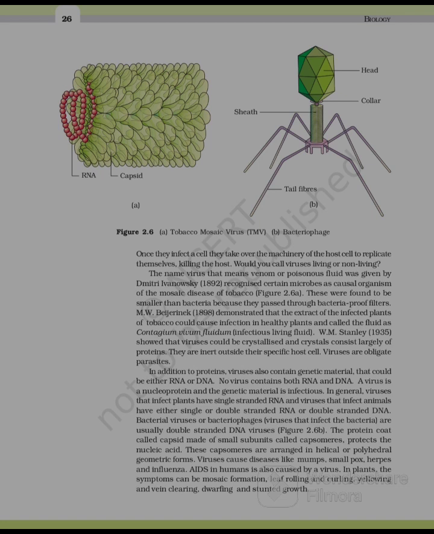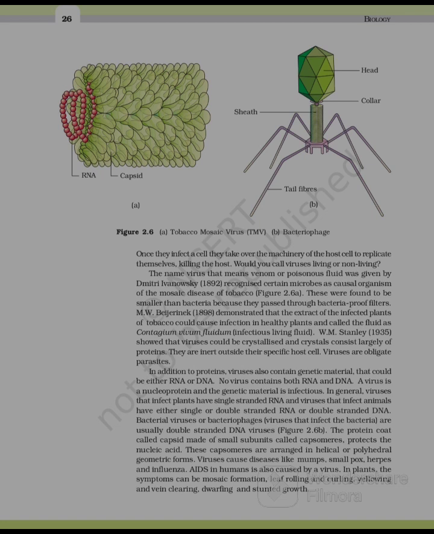W.M. Stanley in the year 1935 showed that viruses could be crystallized and that the crystals consist largely of proteins. They are inert outside their specific host cell. Viruses are obligate parasites. In addition to proteins, viruses also contain genetic material that could be either RNA or DNA. No virus contains both RNA and DNA. A virus is a nucleoprotein and the genetic material is infectious.